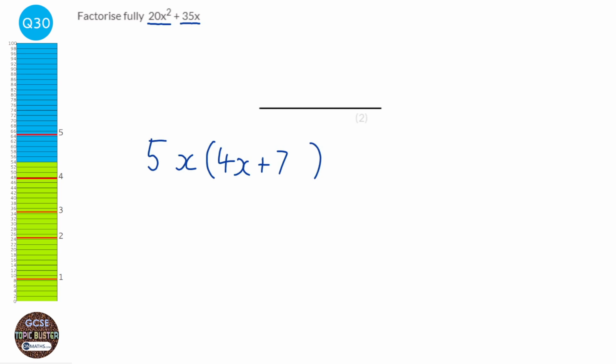And you can actually expand that, and you can use any method you want, but I'll use Smiles and Rainbows. And so we're going to do 5x times 4x, which is 20x squared, and 5x times 7, which is 35x. So our answer will be 5x brackets 4x plus 7.